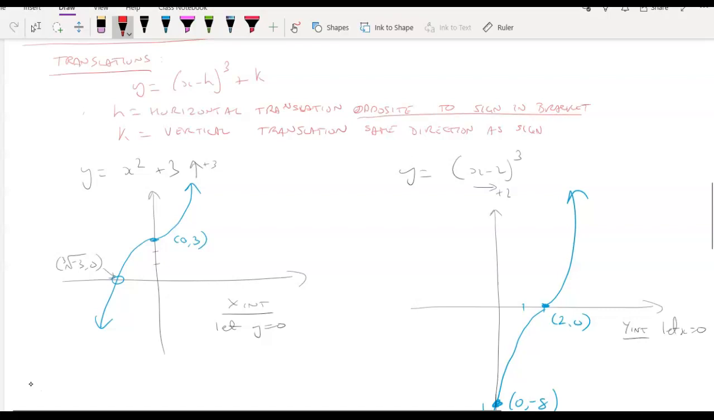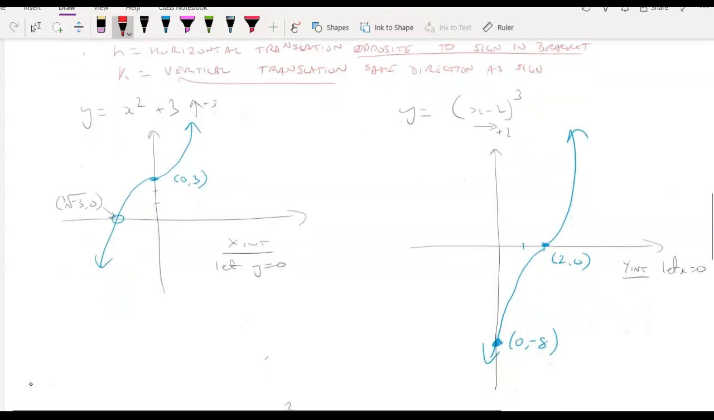Opposite to the sign in the bracket for the parabola, opposite to the sign in the square root, opposite to the sign under the fraction for a hyperbola or a truncus, opposite to the sign in the bracket for the circle. We always move opposite to the sign inside. It's a horizontal translation opposite to the sign. The k at the end is a vertical translation in the same direction. Vertical translation in the same direction.